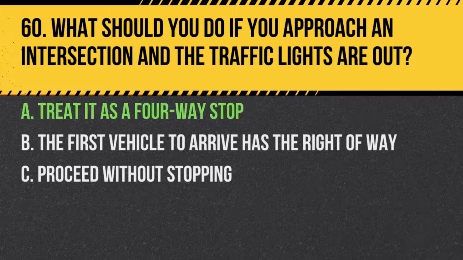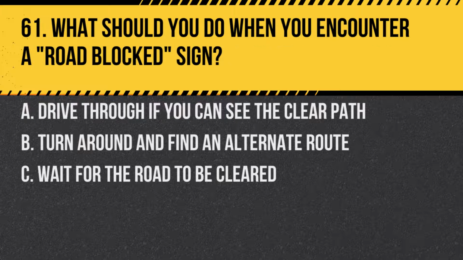Answer: A. Treat it as a four-way stop. When traffic lights are out, treat the intersection as a four-way stop. Stop and proceed when it is safe and your turn. Question 61. What should you do when you encounter a road-blocked sign? A. Drive through if you can see the clear path. B. Turn around and find an alternate route. C. Wait for the road to be cleared.